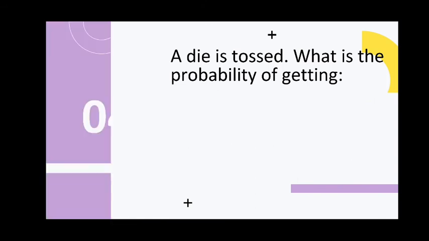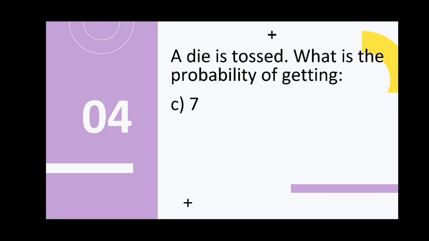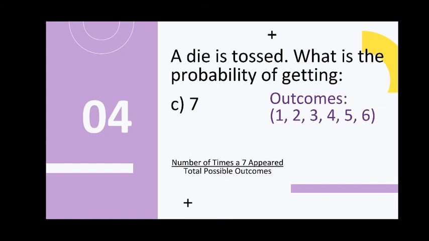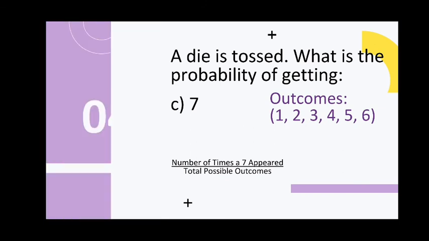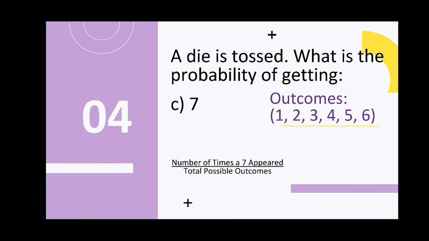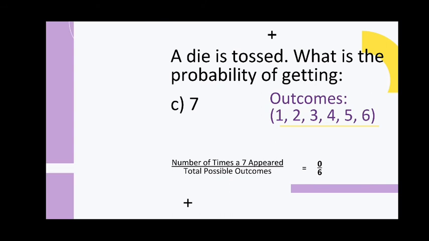Now, what is the probability of getting a number 7? So, we need to know the number of times a 7 appeared over the total possible outcomes. Same outcomes pa rin tayo, yung numbers 1 to 6. Now, kung mapapansin nyo, walang number 7 dito dahil yung numbers lang naman sa dice ay 1 to 6 lang. So, ibig sabihin, yung number of times a number 7 appeared ay 0 out of 6.